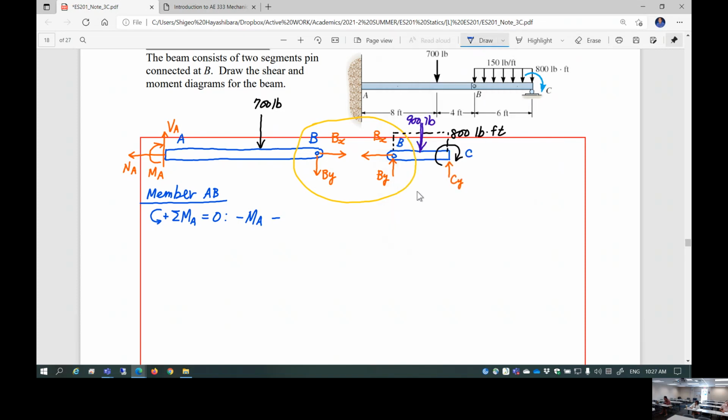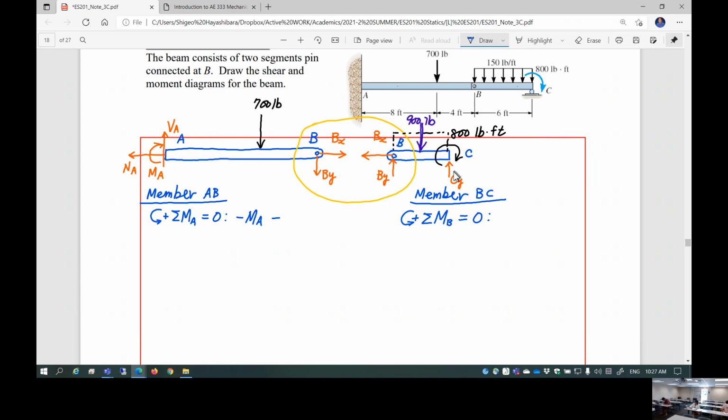I'm going to take a look at member BC first. That could be easier. So member BC, I'm going to take summation of the moment at the location B, and then I'm going to set equal to 0.